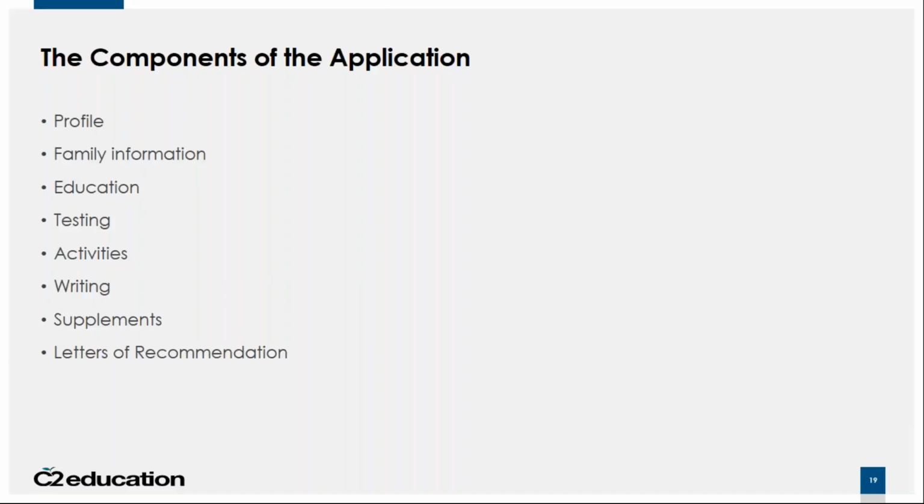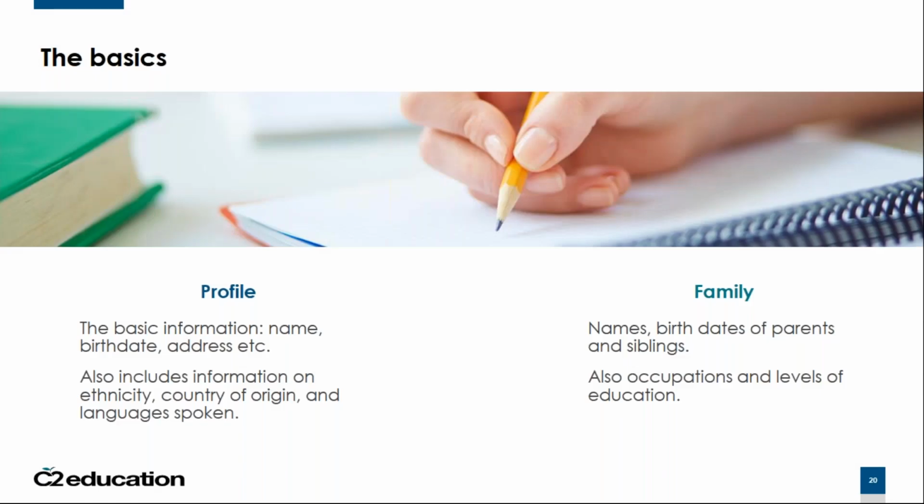So, what's in the application? There are basically 8 major components. There's a profile, there's your family information, education, testing, activities, writing, supplements, letters of recommendation. The beginning step is pretty simple, right? Your profile is your name, your birth date, address. It also, though, includes ethnicity, right? We were talking before about the Coalition app and that underrepresented population. It includes your ethnicity, countries of origin, languages spoken, especially if English is not your first language. That is sort of all about you, the basic information about you.